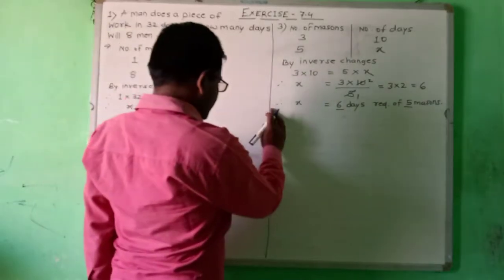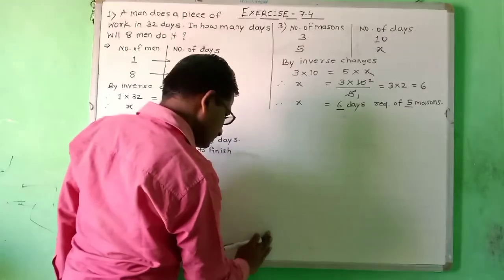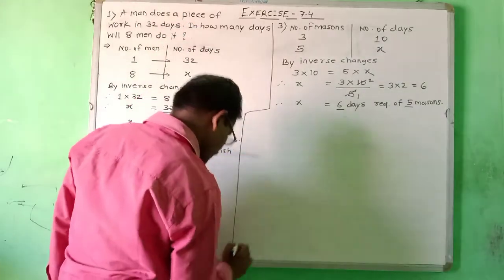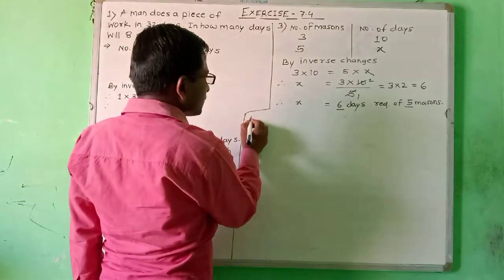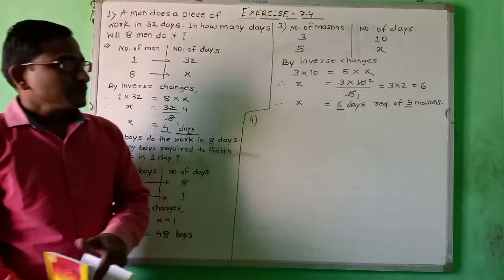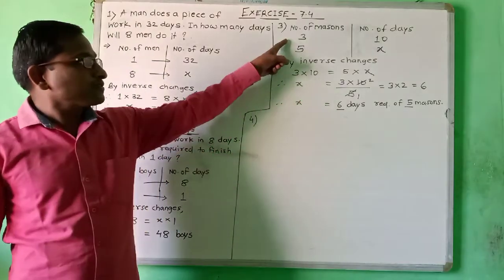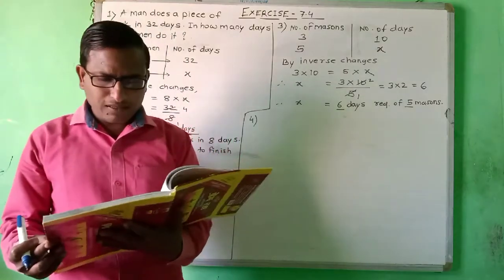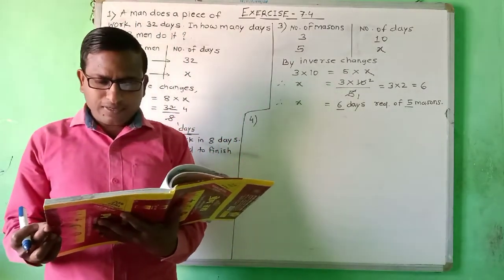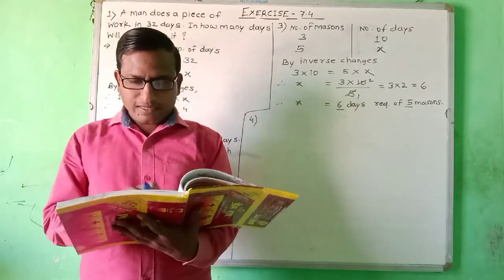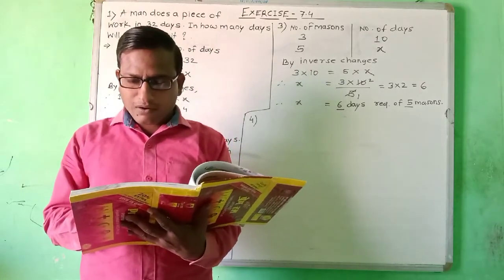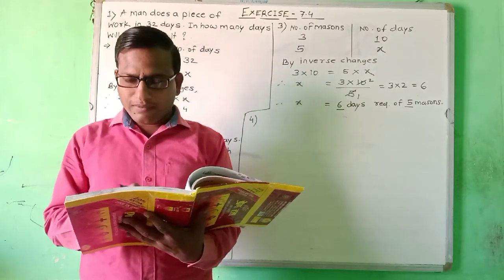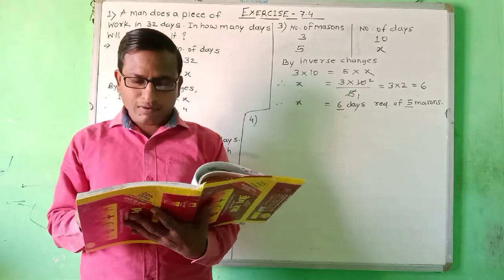So next example. Fourth one, you write the question from the textbook for this example. 25 men plough a field in 30 days. How many men will plough a field in one day?